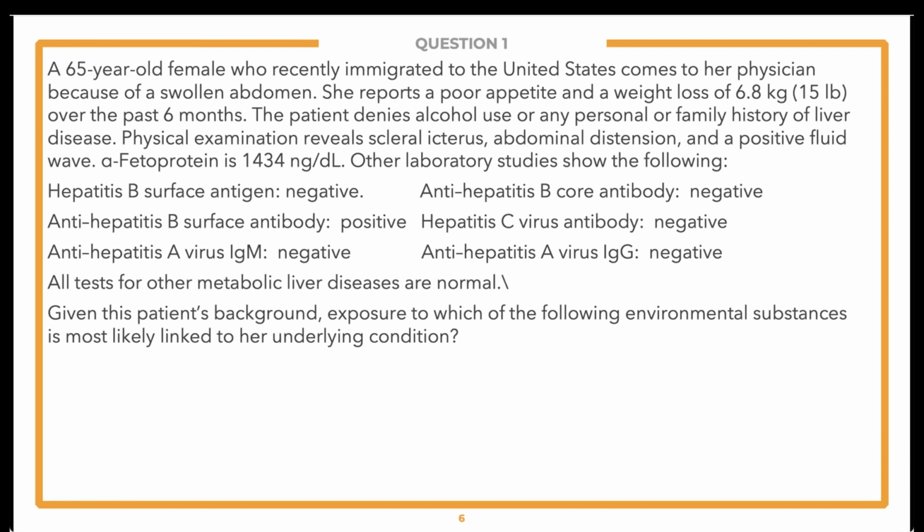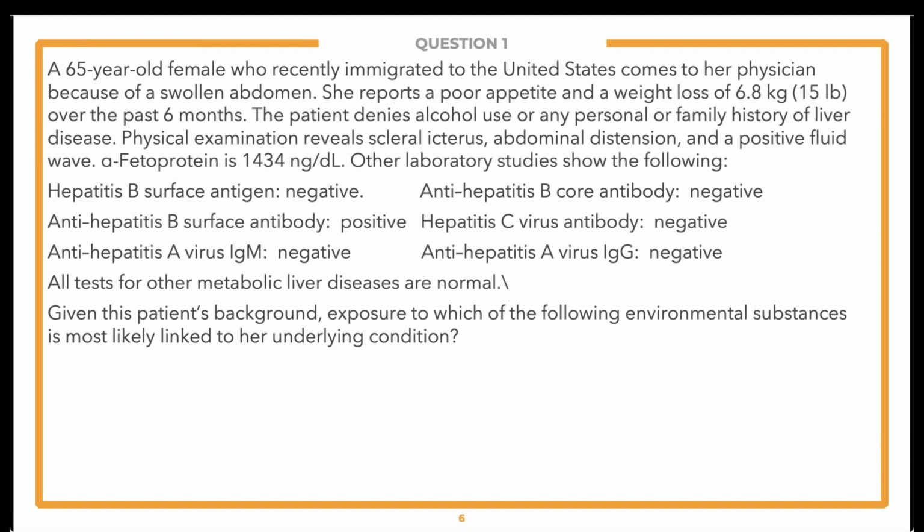So here we go. A 65-year-old female who recently immigrated to the United States comes to her physician because of a swollen abdomen. She reports a poor appetite and a weight loss of 6.8 kilograms over the past 6 months. The patient denies alcohol use or any personal or family history of liver disease. Physical examination reveals scleral icterus, abdominal distension, and a positive fluid wave. Alpha fetoprotein is 1434. Other lab studies show the following.